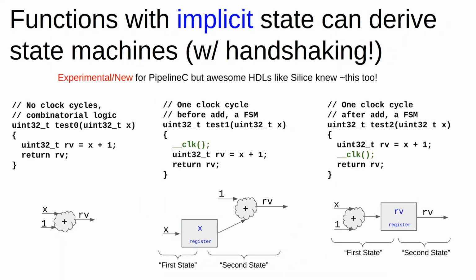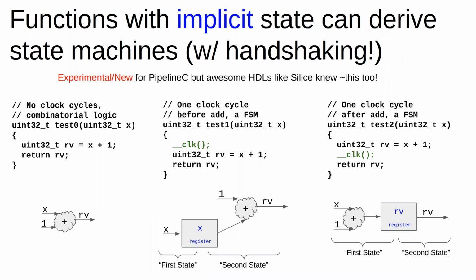Next bit in red there, experimental new stuff for PipelineC, is a bit of stuff that the language Silice also does. I don't know if they've come and given a talk, but they absolutely should. It lets you do cool things like in green here, this clock function operator thing. What it's doing is when you see one of these in a function, it's saying that this isn't combinatorial logic like on the left, and it's not using static variables like on the last slide. You're doing something different, and in this case, it's deriving a state machine for you.